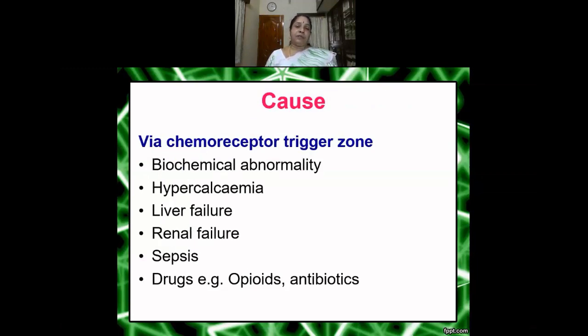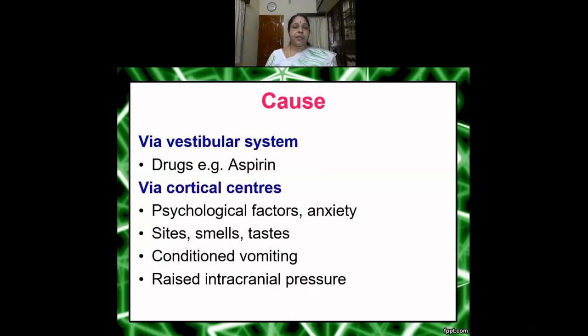The cause of nausea and vomiting can be due to the chemoreceptor trigger zone: biochemical abnormality, hypercalcemia, liver failure, renal failure, and sepsis, the presence of pathogens in the blood. Drugs like opioids or antibiotics can also cause nausea and vomiting in individuals.